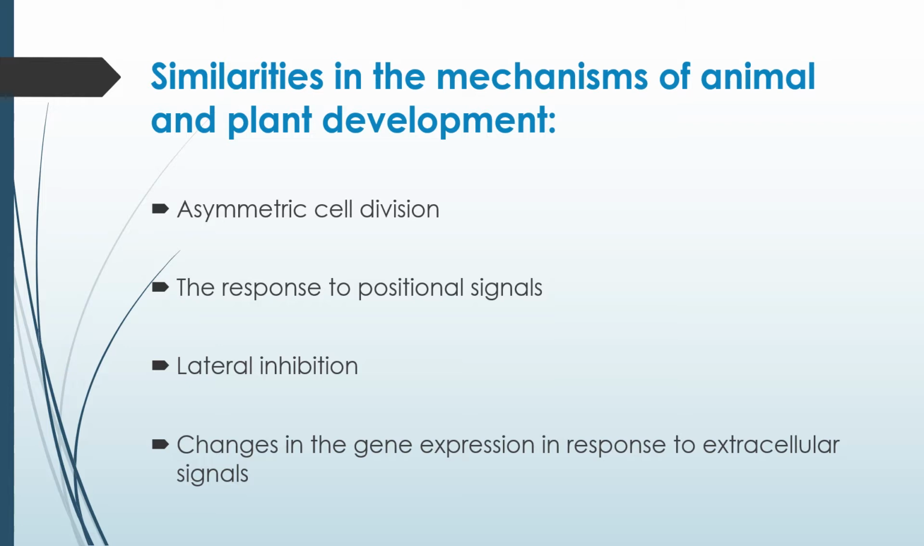So, some similarities in the mechanisms of animal and plant development. First, we have what you call asymmetric cell division. As we learned before, some of the cell divisions are asymmetrical depending on the species, because of the presence of the animal and vegetal poles. In plants, the mechanisms are also through asymmetric cell division. And then the response to positional signals. And then you also have lateral inhibition. And of course, changes in gene expression in response to extracellular signals.